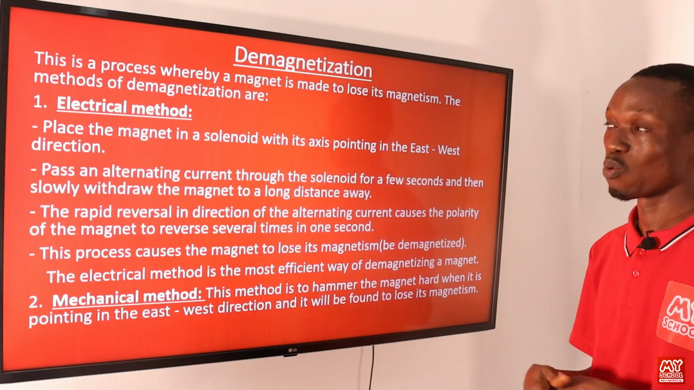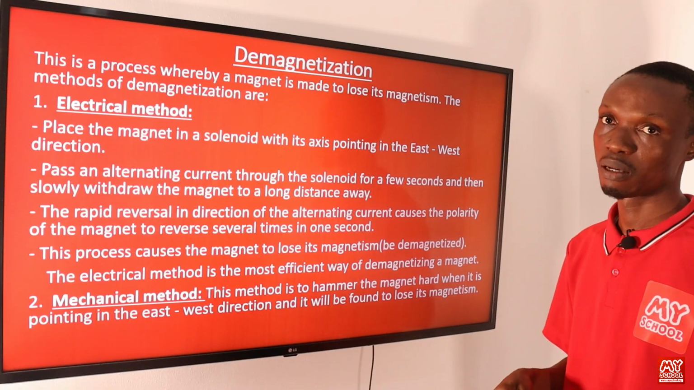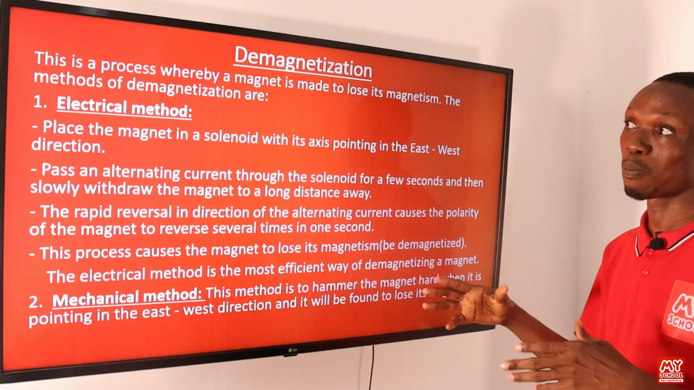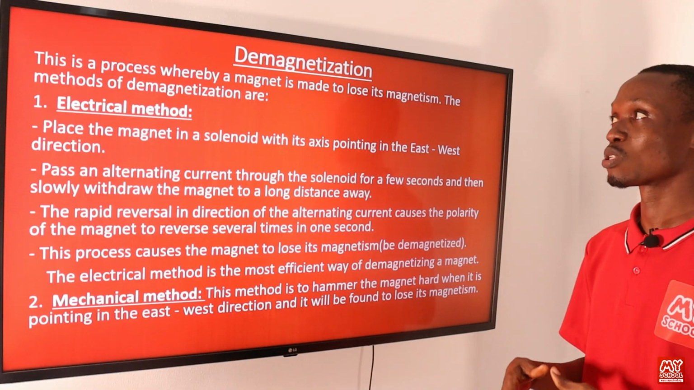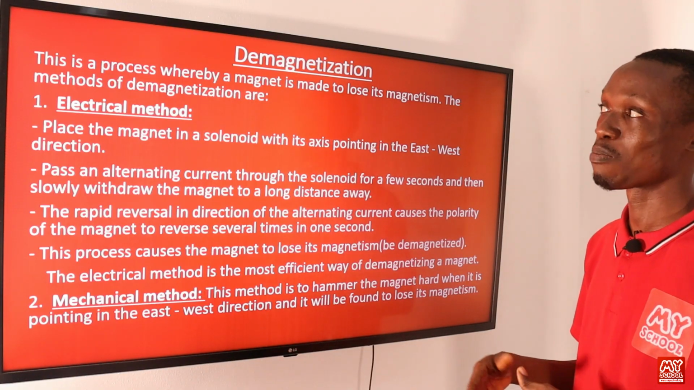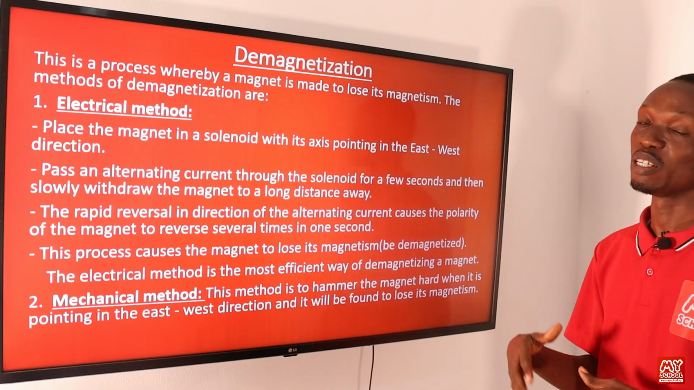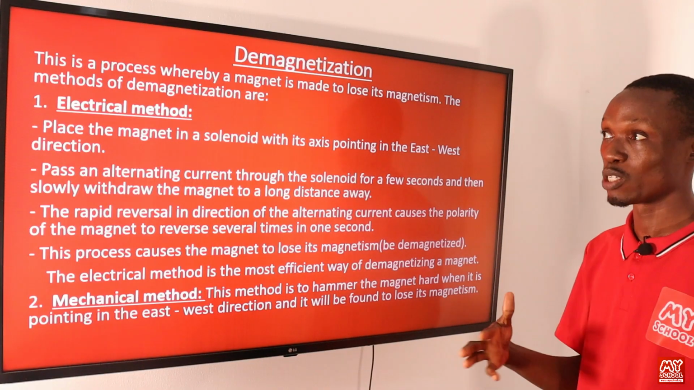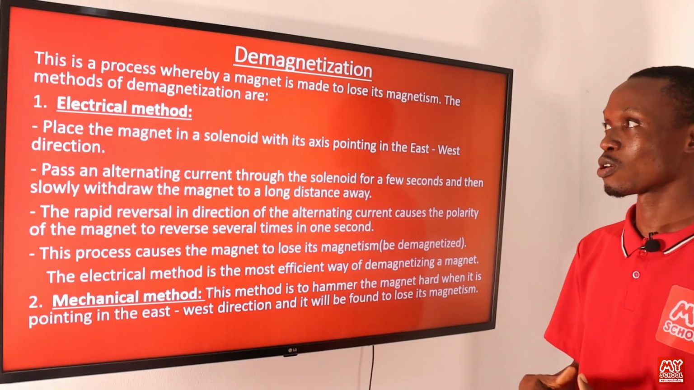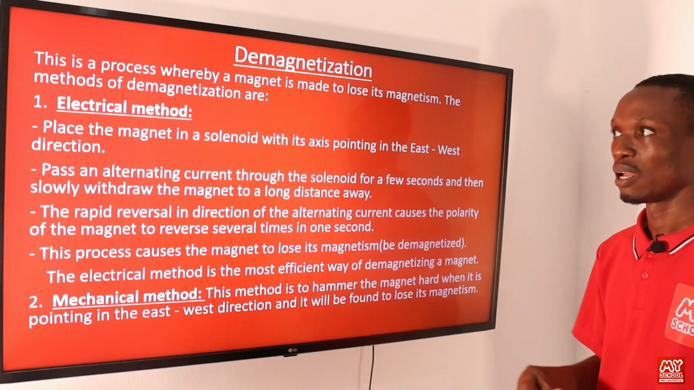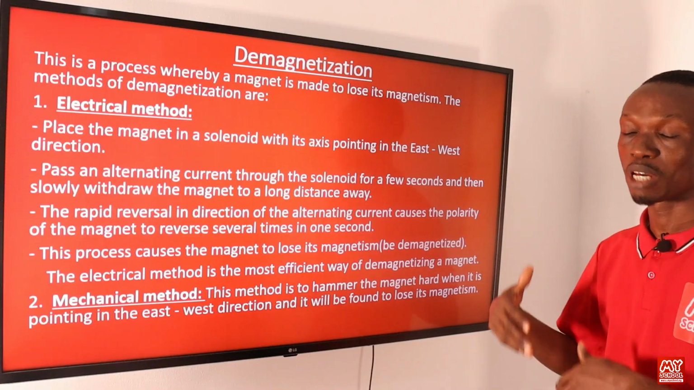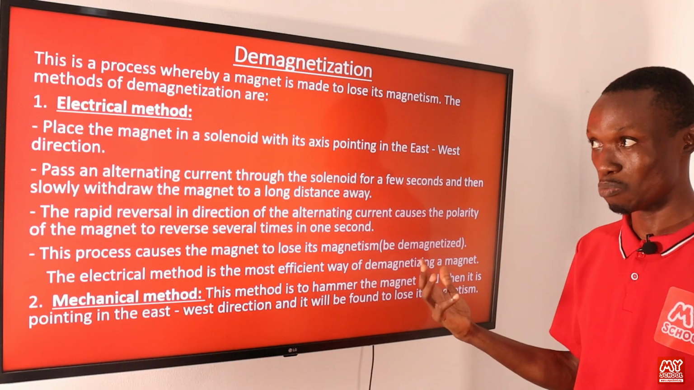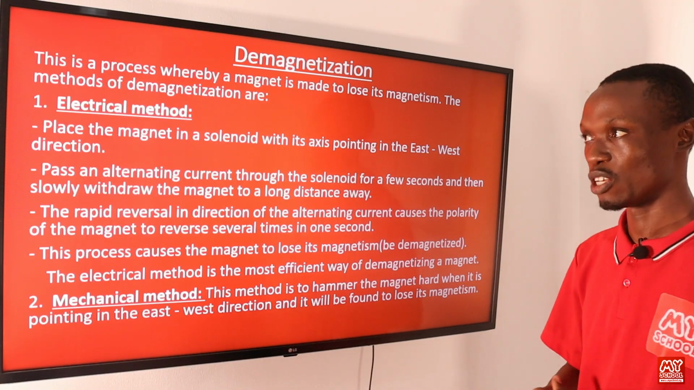On the next slide, we are going to be discussing demagnetization, which is the opposite of magnetization. Demagnetization is a process whereby a magnet is made to lose its magnetism. We also have different methods of doing that. The methods of demagnetization are the electrical method, the mechanical method, and the heating method. So let's begin with the electrical method.